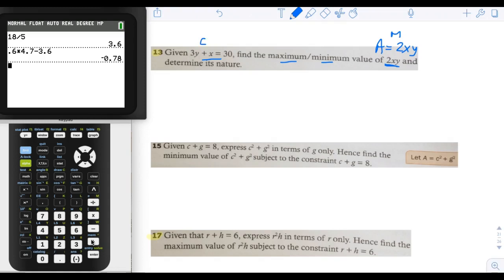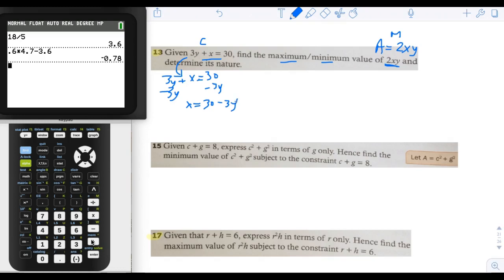Okay, so let's figure out the main equation with just two variables in it. The way we do that is we use the constraint equation to eliminate one of the variables. They didn't tell us which variable to eliminate, so why don't we just eliminate the easiest one? If we have 3y plus x equals 30, isn't it easier to do x equals blah, blah, blah instead of y equals blah, blah, blah? And I'll show you why. If I subtract 3y from both sides, that's going to give me x equals 30 minus 3y, right? So that's already the constraint equation solved for x.